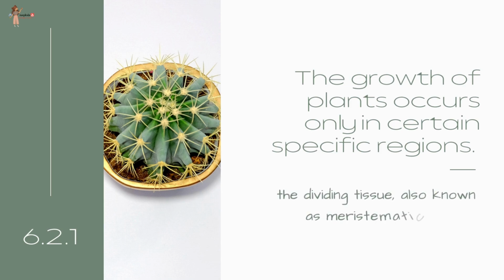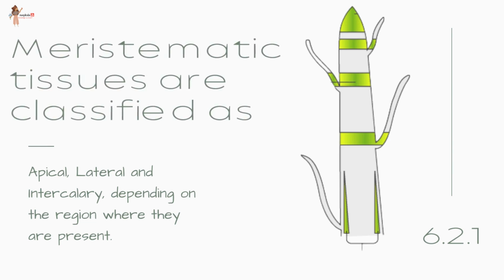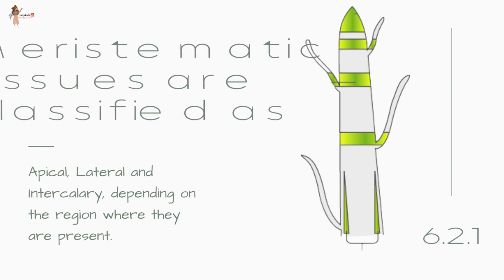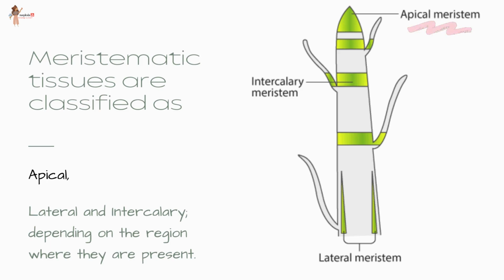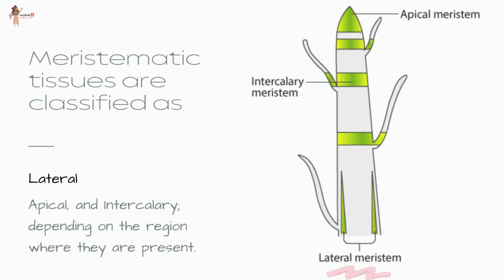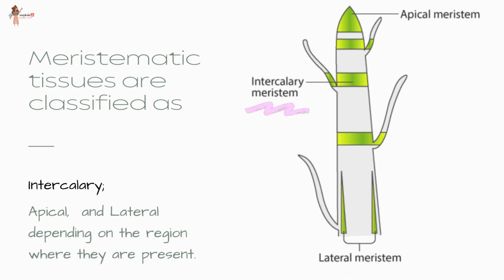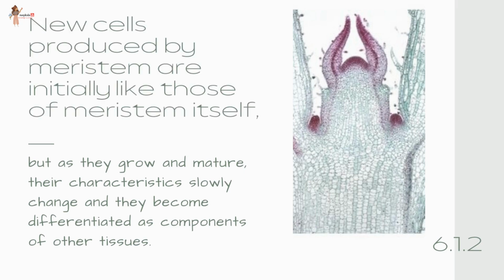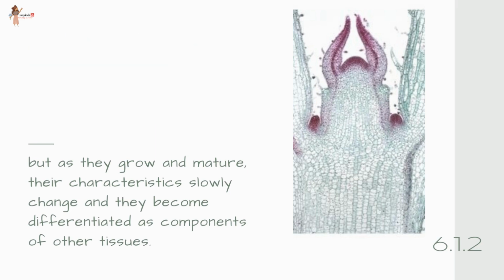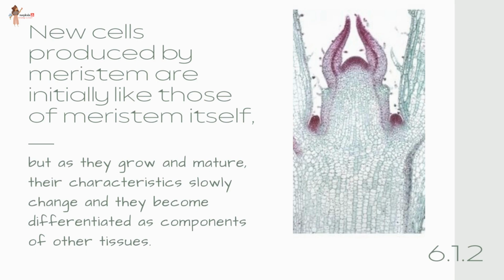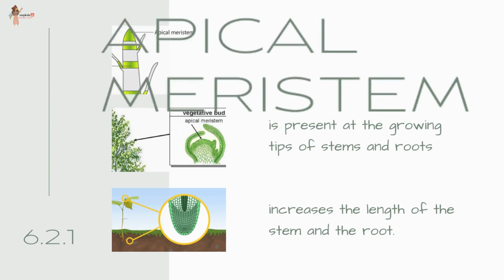This is because the dividing tissue, also known as meristematic tissue, is located only at these points. Depending on the region where they are present, meristematic tissues are classified as apical, lateral, and intercalary. New cells produced by meristem are initially like those of meristem itself, but as they grow and mature, their characteristics slowly change and they become differentiated as components of other tissues.